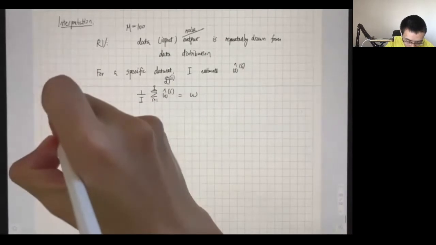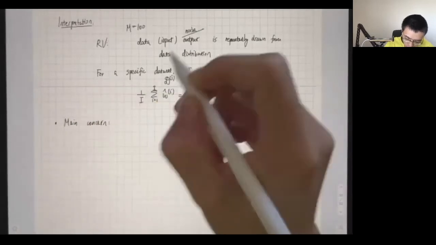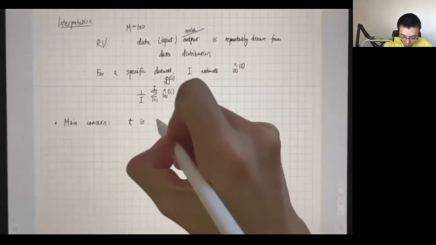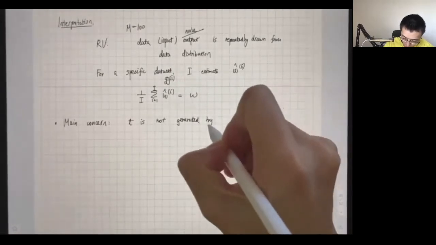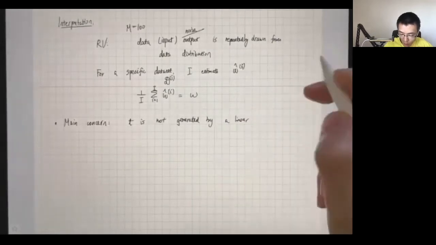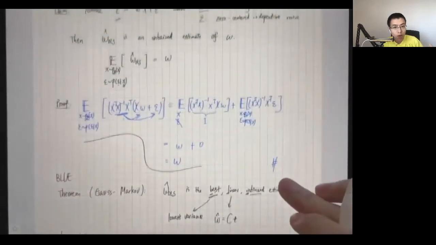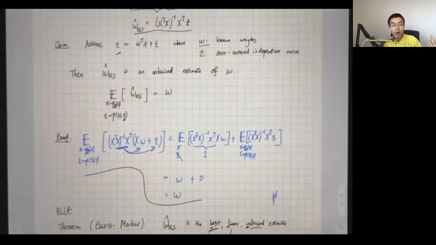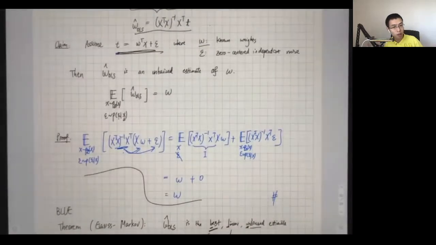But the main concern is that my data is not generated by a linear model or an affine model. So it's a very typical frequentist analysis. We assume that my data samples are generated by some distribution, and if you assume that is correct, what can you analyze? But unfortunately, this may not be correct.